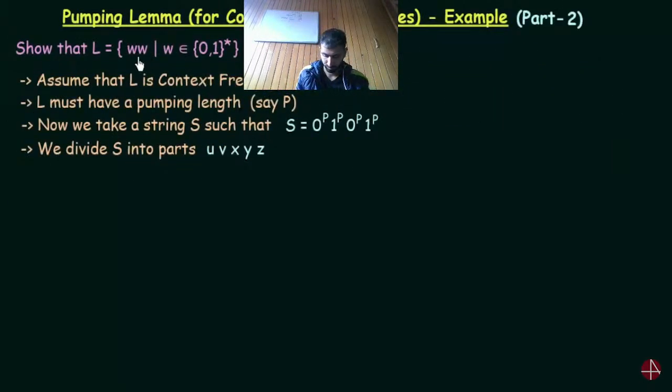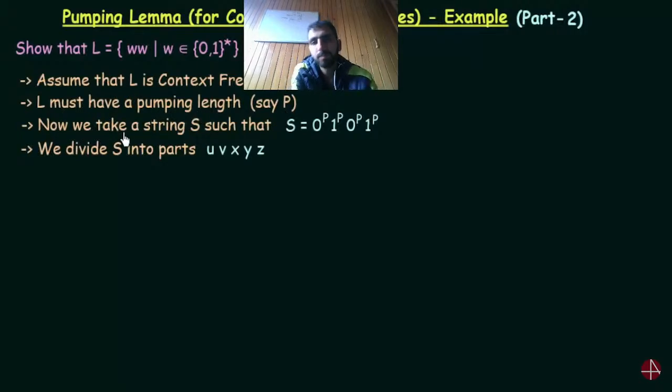Alright, so we come back to our example, and what is the first step that we need to do? We need to first assume that L is a context-free language. So first we will assume that L is context-free, and then we will show that there is a contradiction to our assumption, and hence we'll prove that it is not context-free. So if L is a context-free language, then L must have a pumping length.